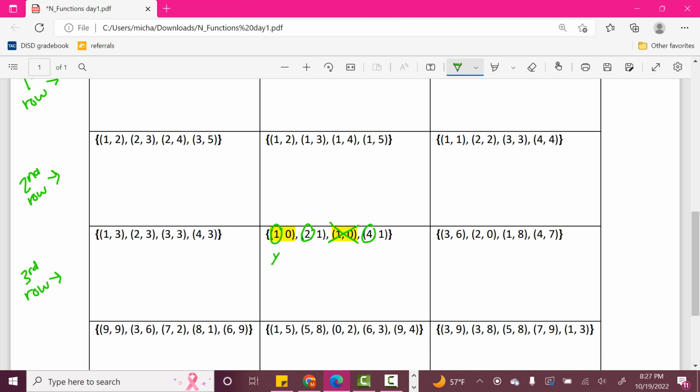So the x values then are 1, 2, and 4. The question we have to ask is, is each x value used just once? The answer is yes. So this is a function. This relation is a function.